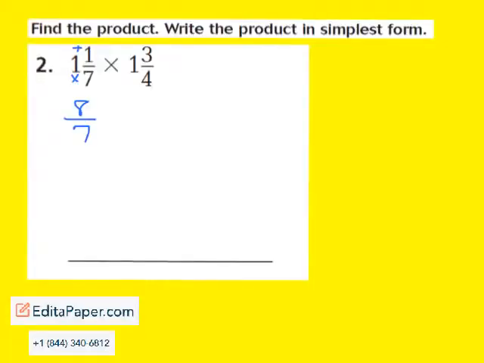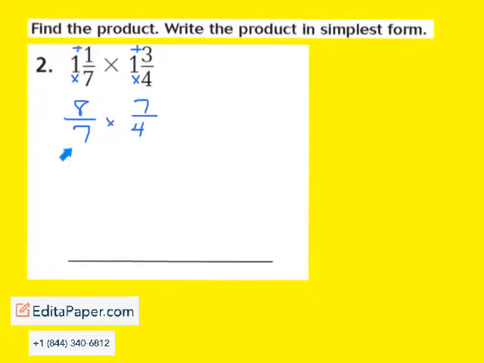Now I'm going to do the same thing with 1 3/4. I'm going to start out by multiplying my denominator times the whole number. So that means I'm going to multiply 4 times the 1, and then to that I'm going to have to add the 3, which is my numerator. So 4 times 1 is 4, and 4 plus 3 is going to give me 7. So my numerator is going to be a 7, and once again my denominator stays the same, so my denominator here is going to be a 4. So what I have now is this. I have the improper fraction 8/7 times the improper fraction 7/4.